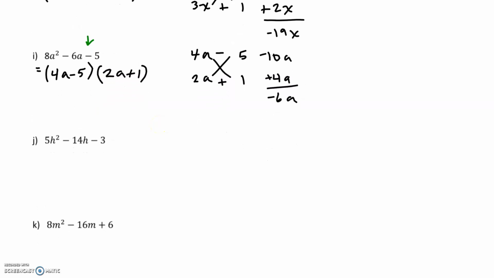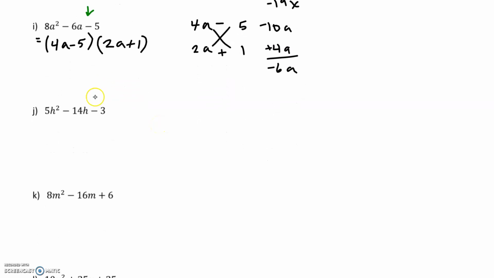All right, let's take a look at J. My C value again is negative, so that means I'm going to have opposite signs in my brackets. There's no common factor, so we can go right to the chart. For 5h squared, I have one choice, 5h times h. And for 3, I also have one choice, 1 and 3. So I'm going to go 1 times 3, and let's check it out. I have h times 1, which is 1h, and 5 times 3, which is 15h, and the difference between them is 14h. That's what I have here.